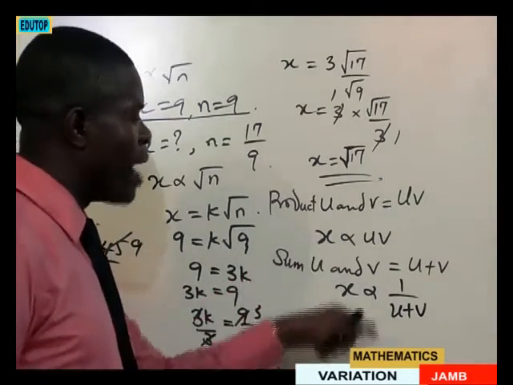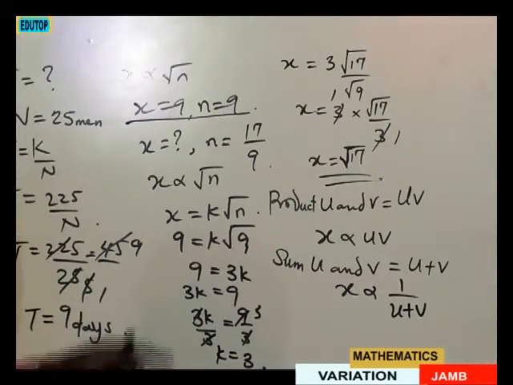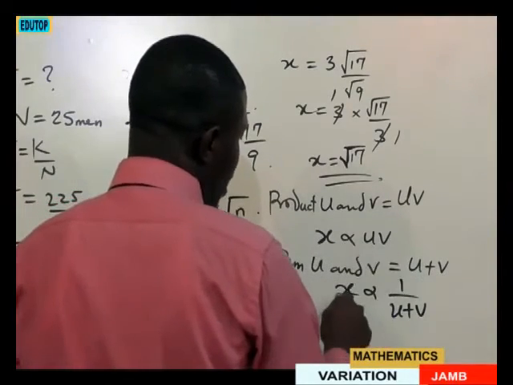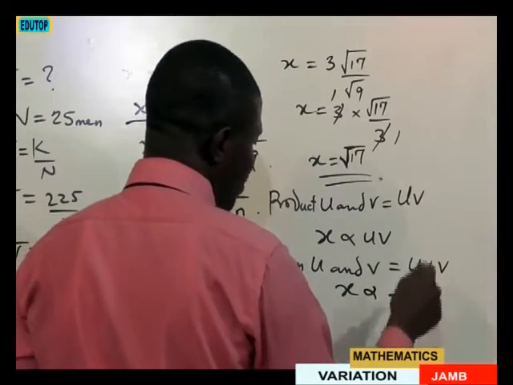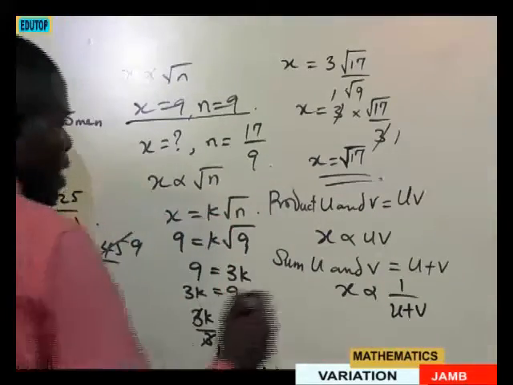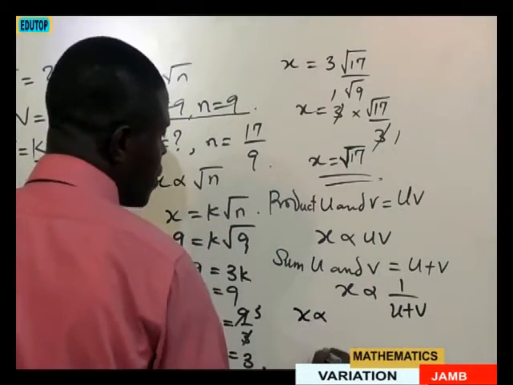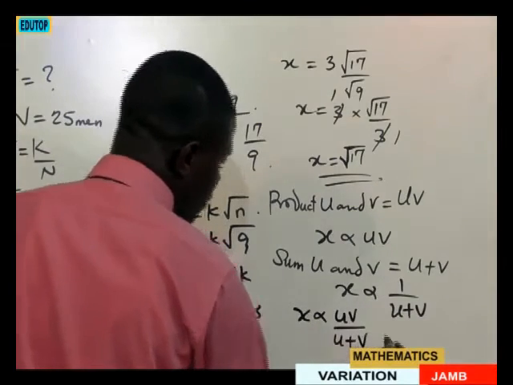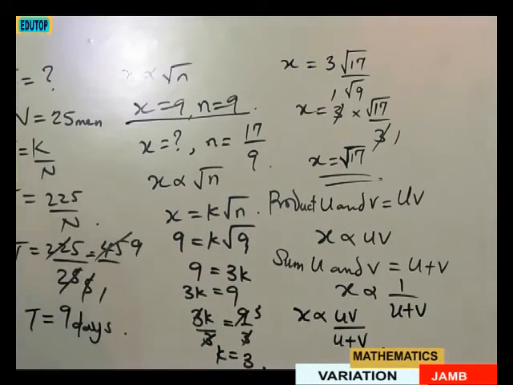So in order to now combine this, this is what is known as joint variation, which I explained earlier. So to combine X varies as UV and X varies inversely as U plus V, it will be X varies as UV over U plus V. So that's the way you have the relation.